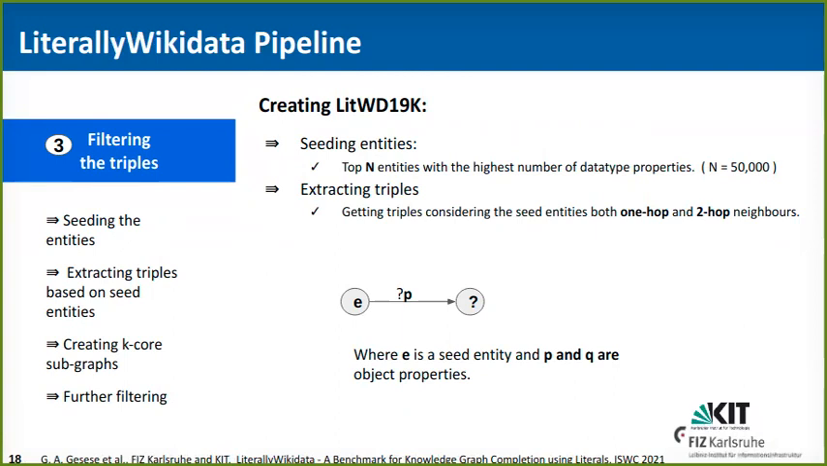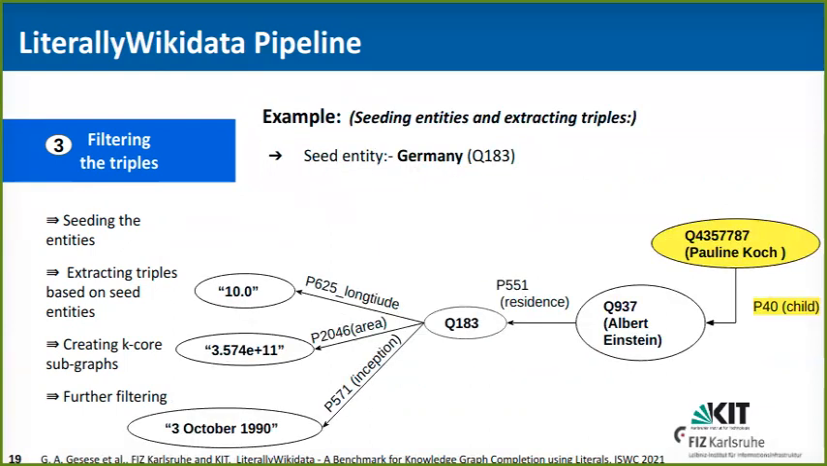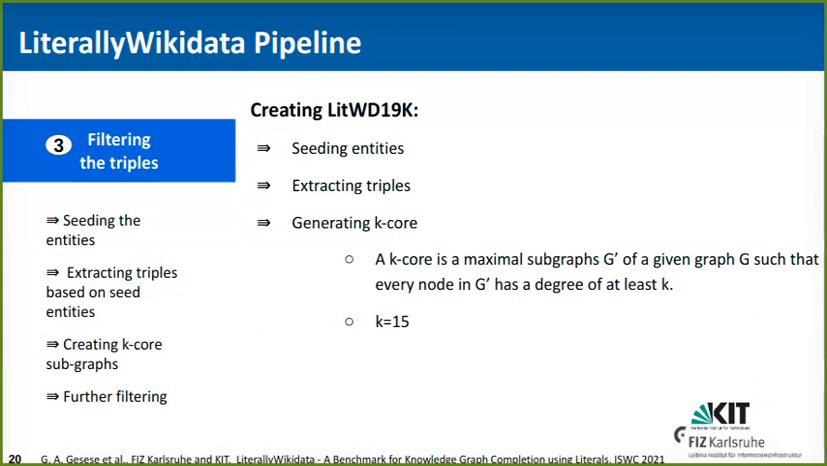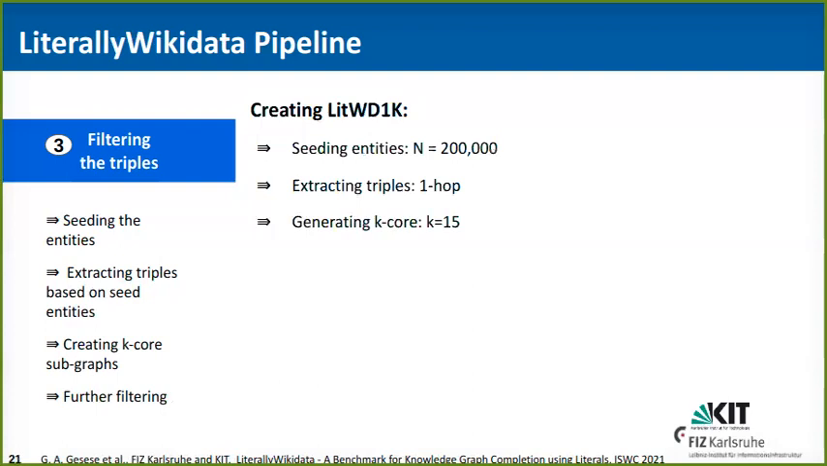In the case of LiterallyWikidata 19K, the value of N for the seed entities is 50,000. Then the triples are extracted considering neighboring entities up to 2 hops from the seed entities, as illustrated here in this graph. For example, we can go one more hop and get the triple Pauline Koch, Child, Albert Einstein for the given seed entity Germany. In the case of LiterallyWikidata 19K, the K-core value is set to 15. For the other datasets, the seed is 200,000 and it's one hop, and K is set to 15.